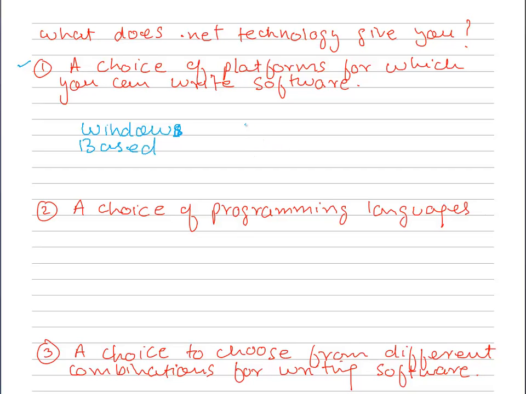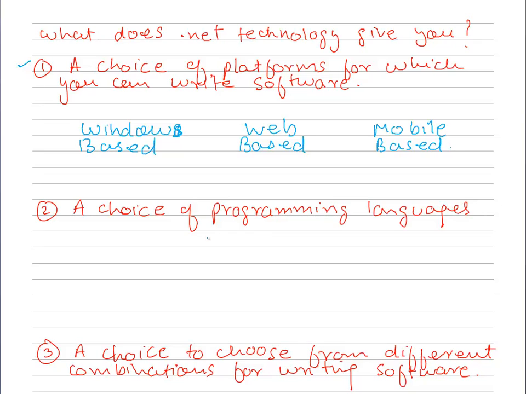Or you can use .NET to write software that runs on the web. So you can write software which is web based. Basically this means that the software you write will be running in the web browser. Or you have a choice to write mobile based applications, so applications which will run on mobile phones or some other smart devices. So the .NET technology gives you a choice of platforms. You want to write window based desktop applications, or web applications, or mobile applications.